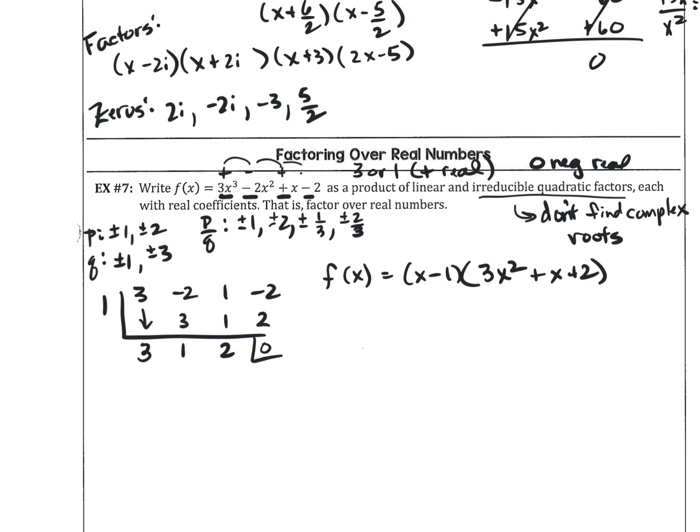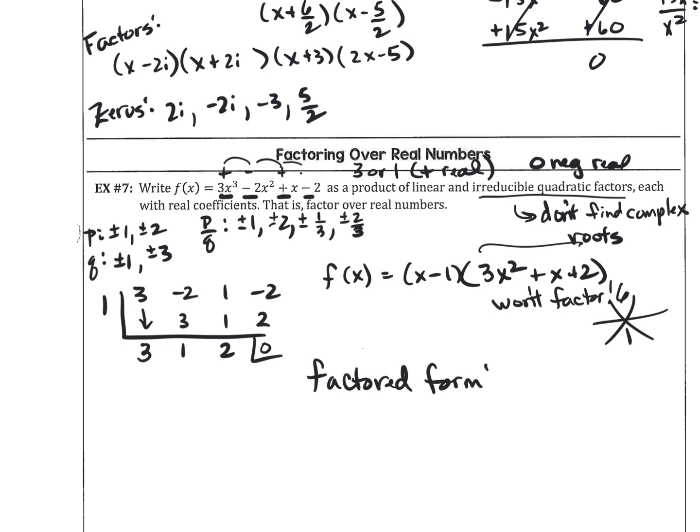So let's try to factor that. 3 times 2 is 6. What multiplies to give us 6 and adds up to 1? Nothing. Won't factor. So we leave it. So that's the final answer.